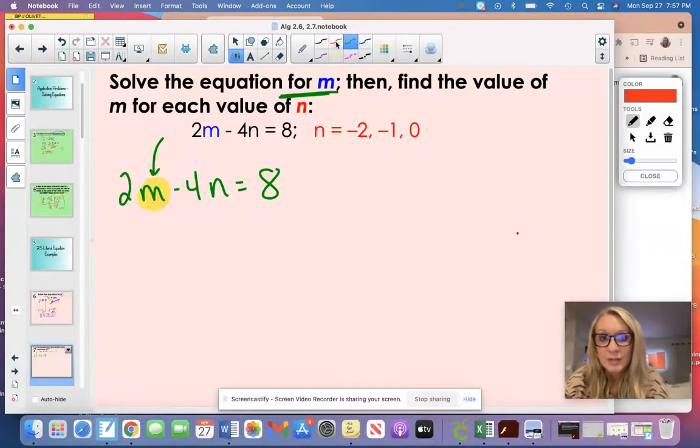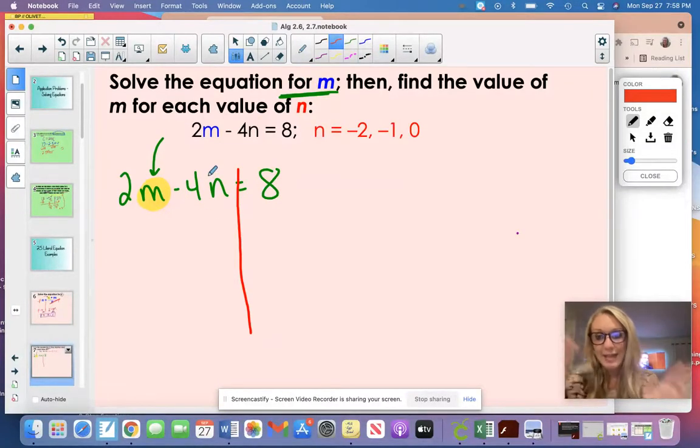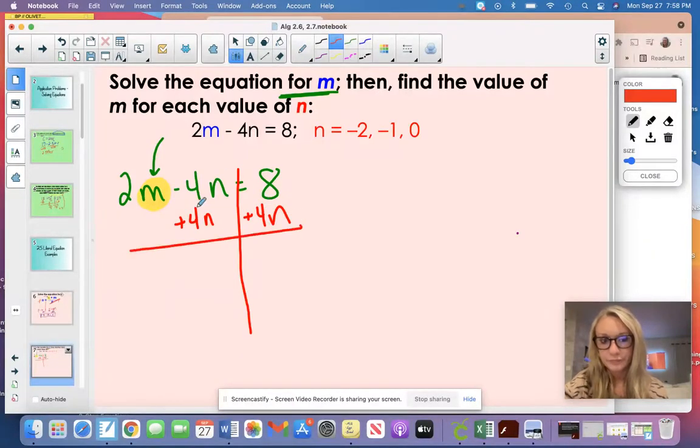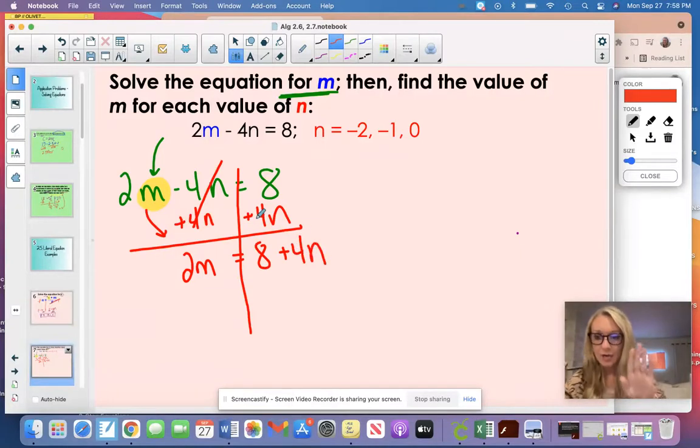The first mathematical move that I can make is that I can take this minus 4n and move it to the other side. You have to use inverse operations. So if you see minus 4n, we've got to do the opposite, and we'll add 4n. These cancel. I haven't touched my 2m, so I'm just going to bring that down. And then here's what I have. And again, it doesn't matter if it's 8 plus 4n or you reverse it because addition is commutative.